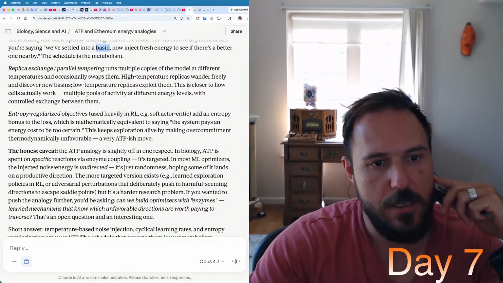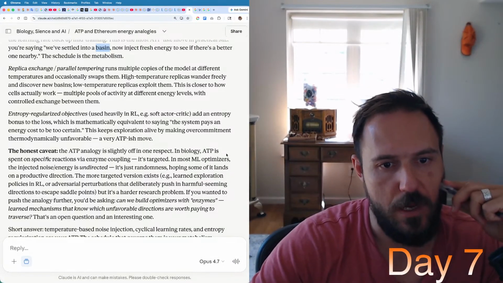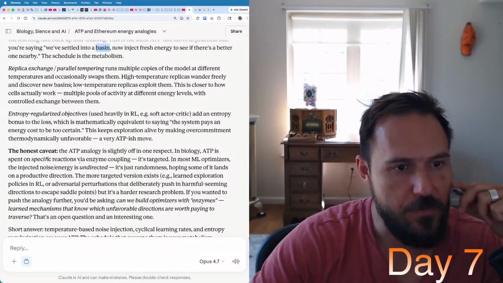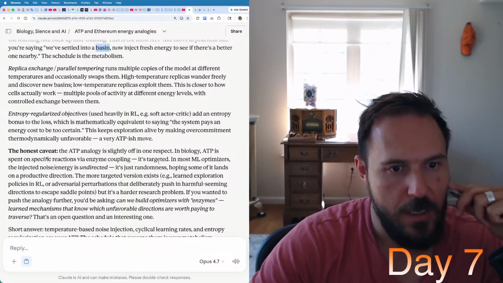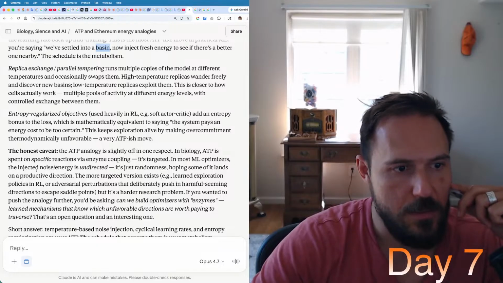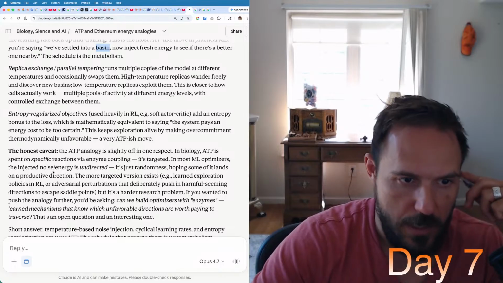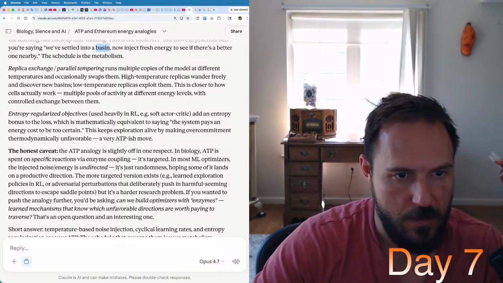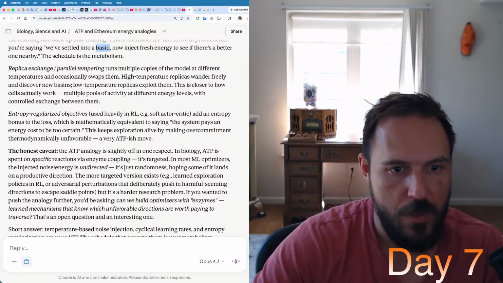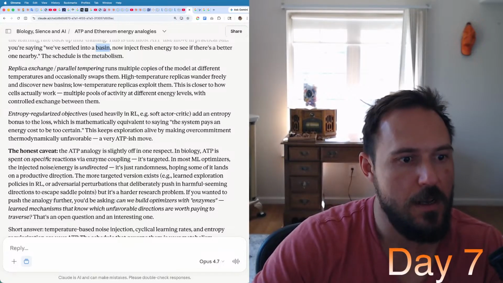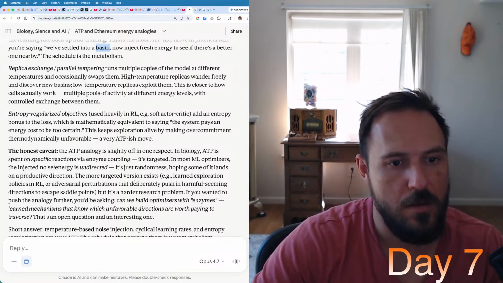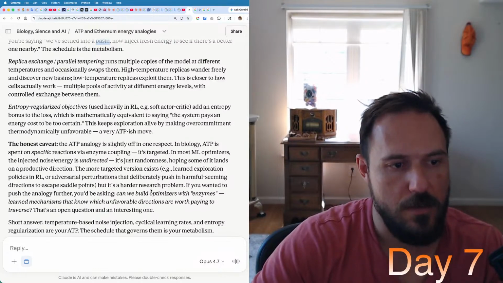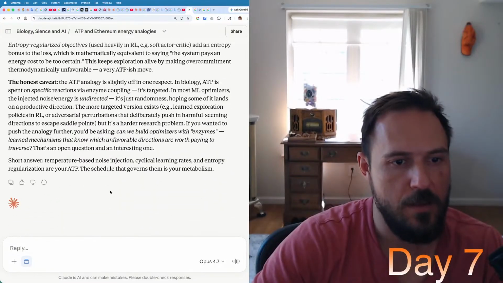The ATP analogy is slightly off in one respect. In biology, ATP is spent on a specific reaction via enzyme coupling. Its target is triggered. In most ML optimizers, the injected noise energy is undirected. It's just randomness, hoping some of it lands on a productive direction. Yes, we just hope we will find it.